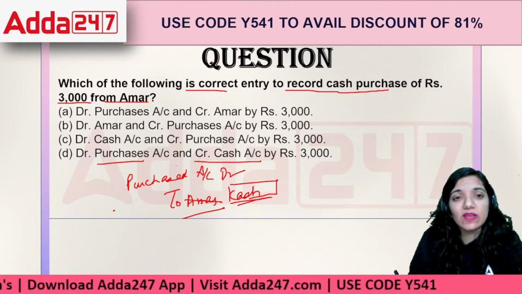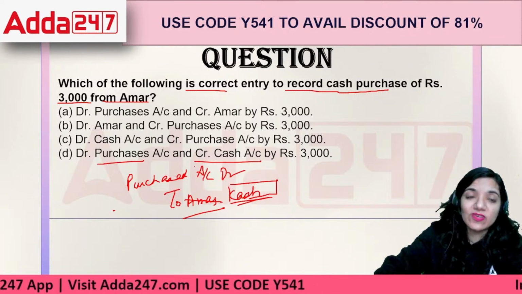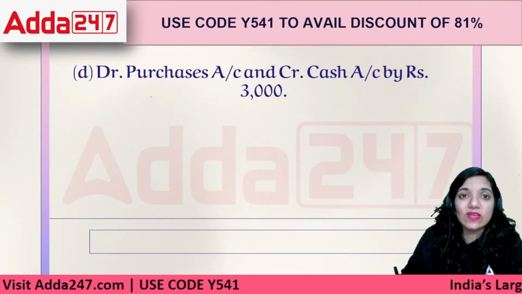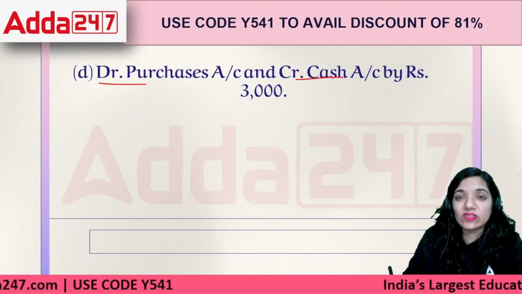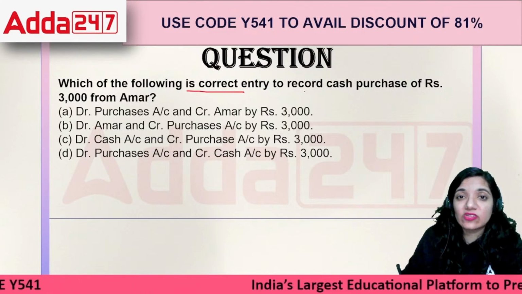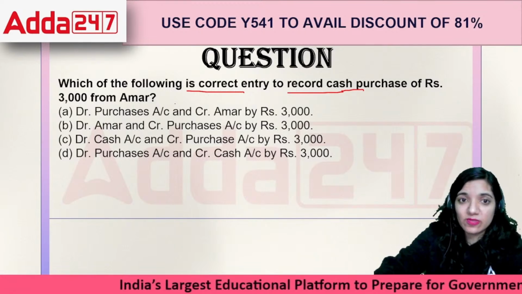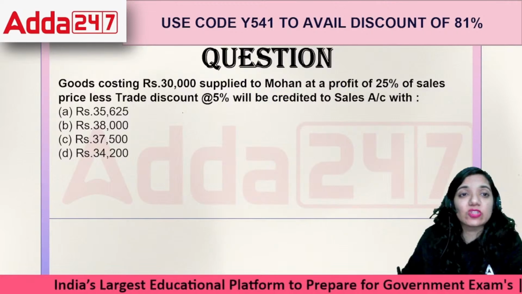So it is basically purchase account debited and the cash would be credited by rupees 3000. So this would be the journal entry. Purchases are debited while the cash is credited. Which of the following is the correct entry to record cash purchases of rupees? Okay, we are done with this question. This is a repetition. Okay, next question, everyone.